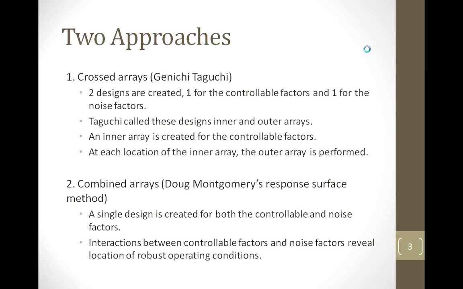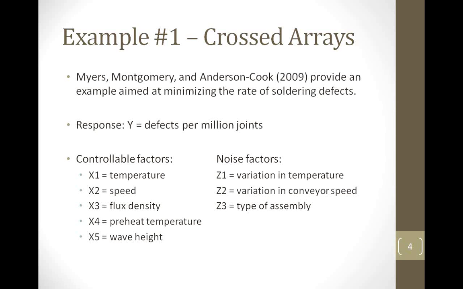Okay. Now, the first example, actually both of the examples I'm going to talk about today, come out of a really, really good book by Myers, Montgomery, and Anderson-Cook. I have the reference to that on the last slide. Basically, it deals with response surface methods. It's called something like Product and Process Optimization Using Designed Experiments.